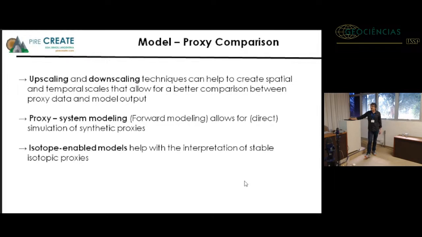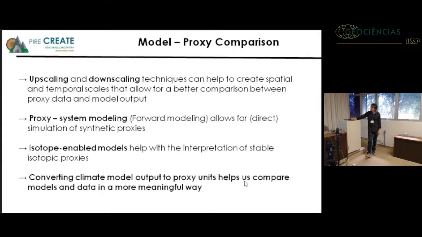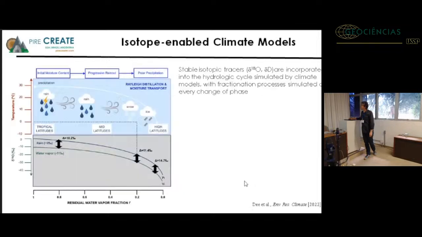And an example of that, of course, are isotope-enabled models. I'll give you a little bit more information on that as well and show you some examples. But trying to convert what you get as output in your climate model into something that is more related to what you measure in the lab is important and I think really helpful. So the isotope-enabled climate models, a lot of people use this now. Most modeling groups now have at least some of their simulations done where they include an isotope component.